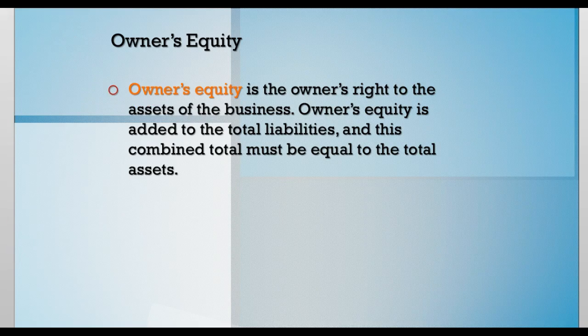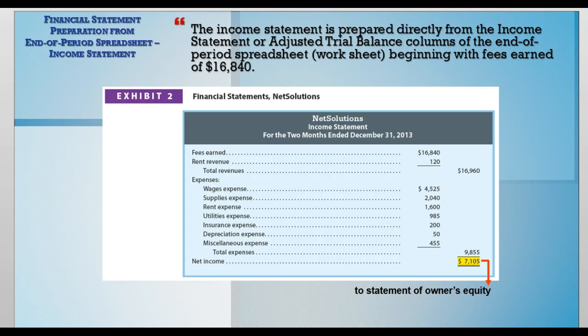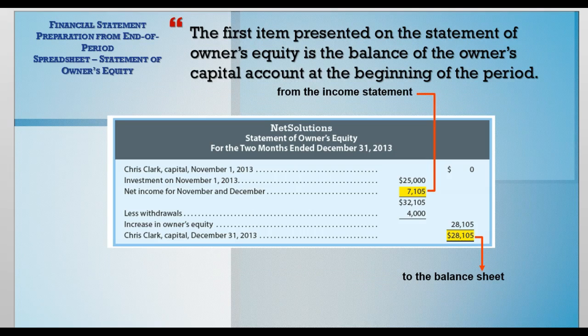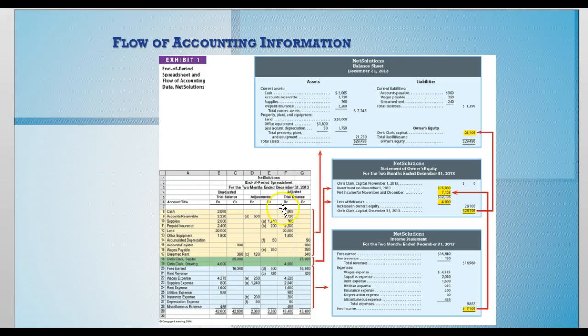So that is the financial statements, and this is a classified balance sheet. And this is your income statement, this is your owner's equity, and this is the balance sheet we've been using. All those numbers flow directly out of this column, the adjusted trial balance. So next, what do we do next? We're going to close the accounts, and that's our next video.